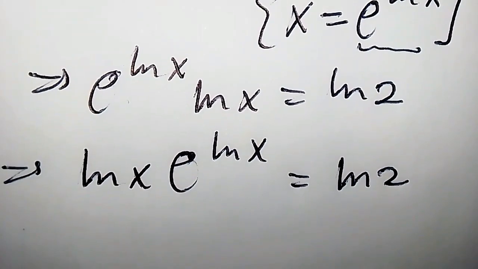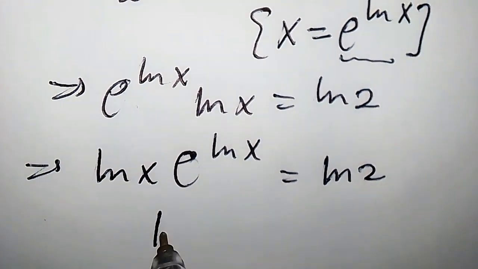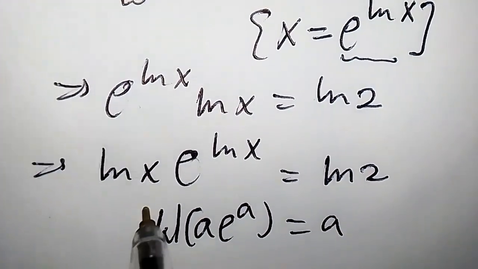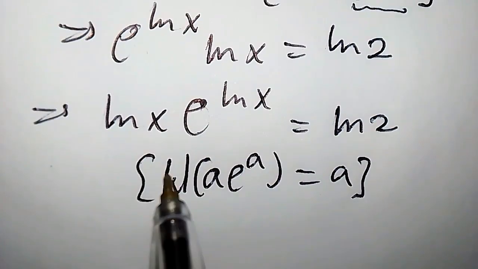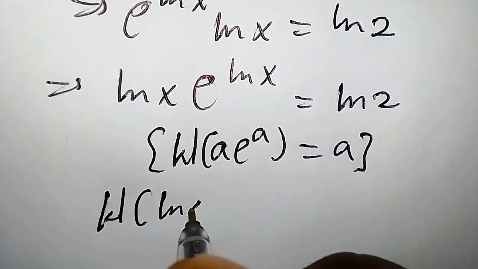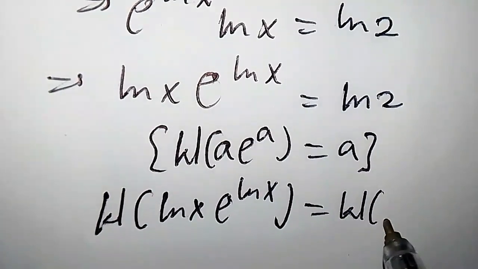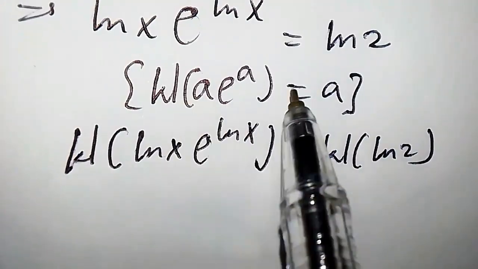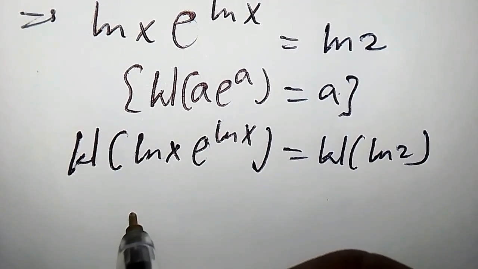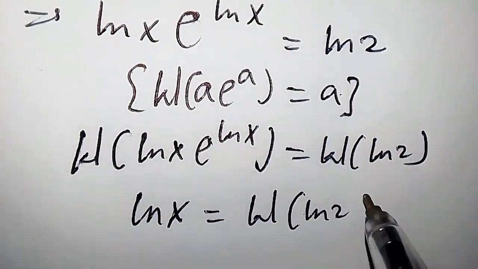At this stage, let us recall this beautiful function, which is Lambert W function formula. It says W of a times e to the power of a is equal to a. Now, let's take Lambert W function of both sides. So that will be W of ln x times e to the power of ln x equal to W of ln 2. Applying this Lambert W function formula to this left hand side, we simply have what? That is ln x equal to W of ln 2.